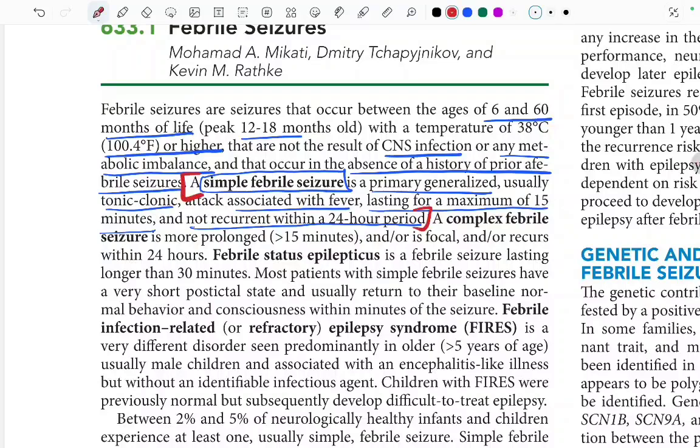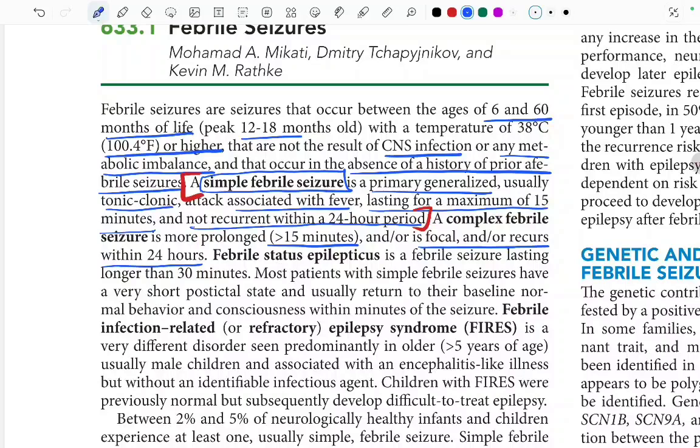Now coming to the complex febrile seizure. A complex febrile seizure is more prolonged, more than 15 minutes, or is focal, or recurs within 24 hours. Febrile status epilepticus is a febrile seizure lasting longer than 30 minutes.